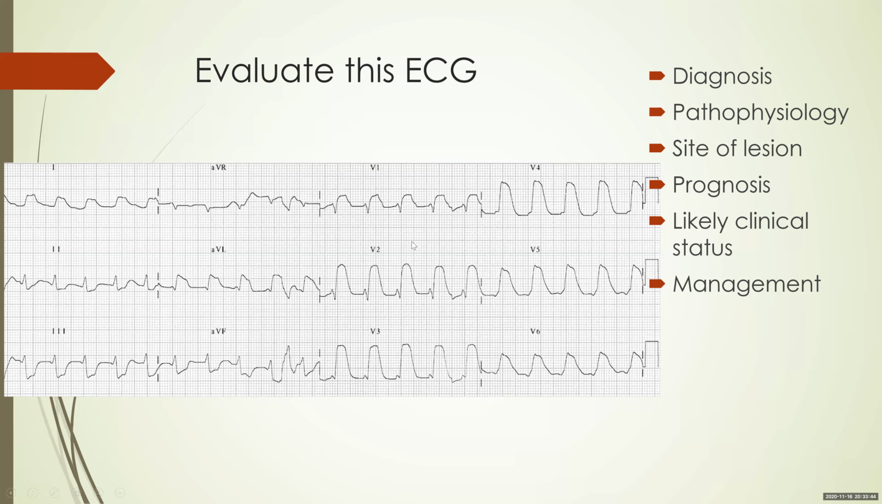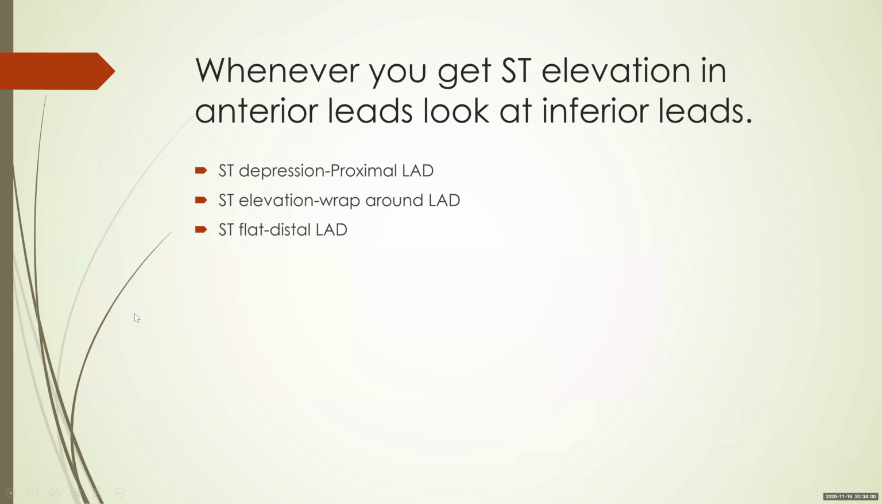What is the site of lesion? Since there is ST elevation in the anterior leads, it's an anterior wall MI, which is due to occlusion of the left anterior descending artery, or LAD. There's a dictum: when you get ST elevation in the anterior leads, look at the inferior leads to localize. If you see ST depression, it signifies proximal LAD. If you see ST elevation, it signifies a wraparound LAD.